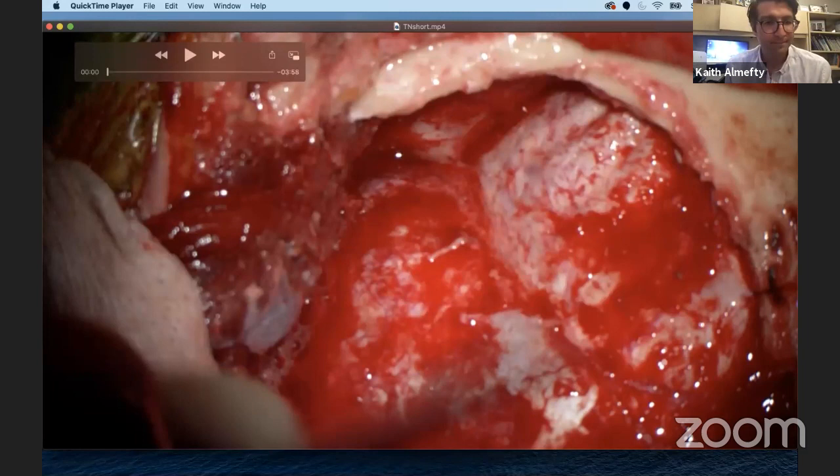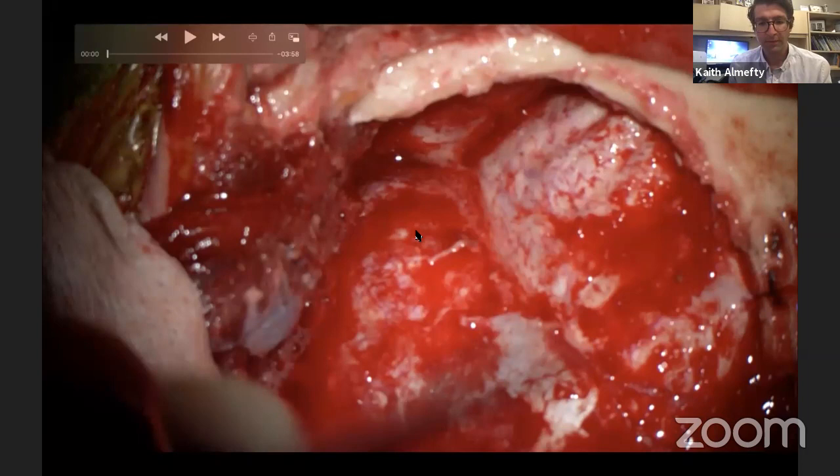so here's the view. Here's frontal lobe. Here's temporal lobe. Here will be the orbital roof. This will be the middle fossa floor on the left side of the screen. Here you can see some periorbita coming into view. And then the meningeal orbital band will be here. So we'll begin the dissection.